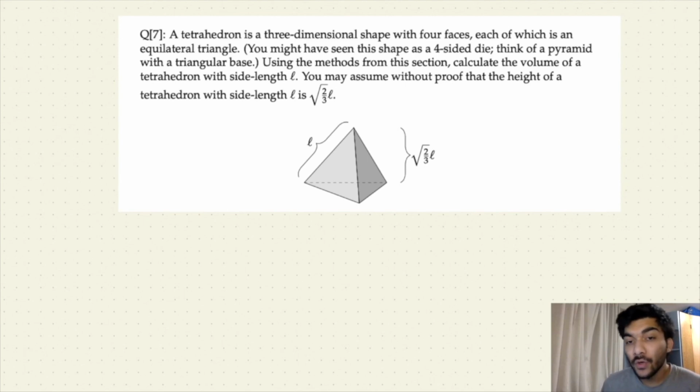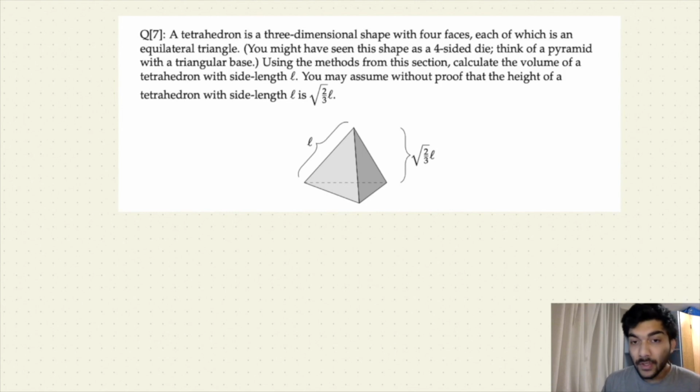So let's do one more question on volume calculation using definite integrals. In this video, we'll do a fairly simple problem, but this problem will use many important concepts of volume calculation using definite integrals. So let's move on to the question and see what the question is about.